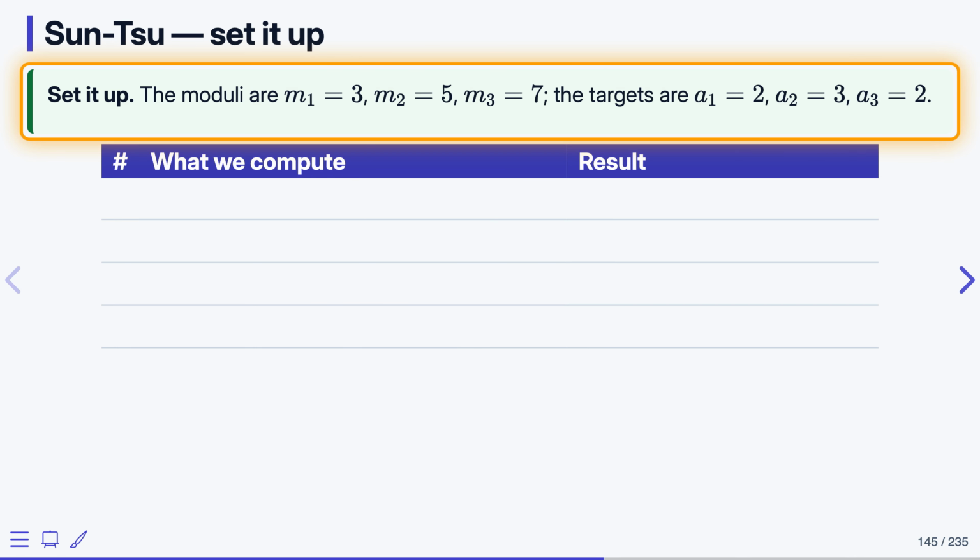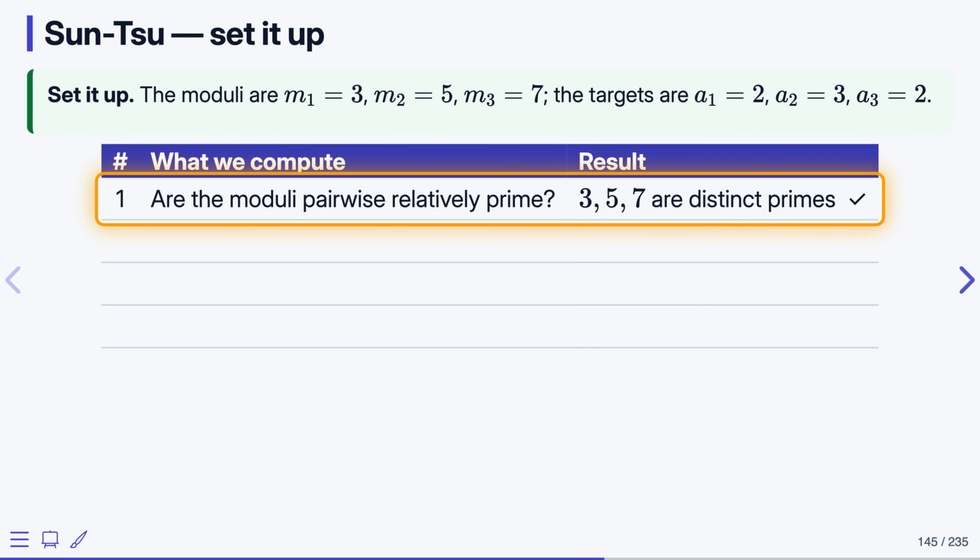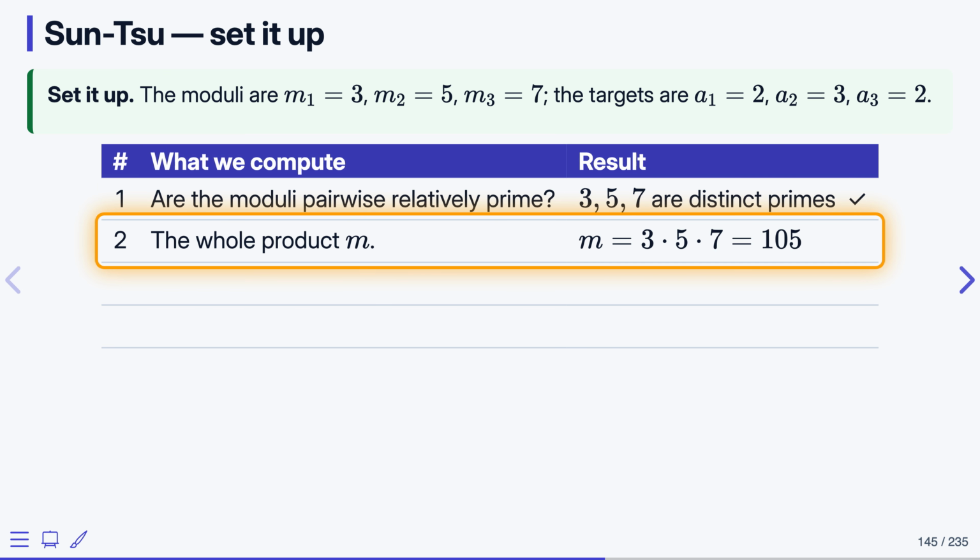Let's do Sun-Tsu's numbers one step at a time. Set it up. The moduli are 3, 5, and 7. The targets are 2, 3, and 2. Step 1. First check the theorem applies. Are the moduli pairwise relatively prime? Yes. They are 3 different primes, so no 2 of them share a factor. Step 2. Multiply them. Big M is 3 times 5 times 7, which is 105.